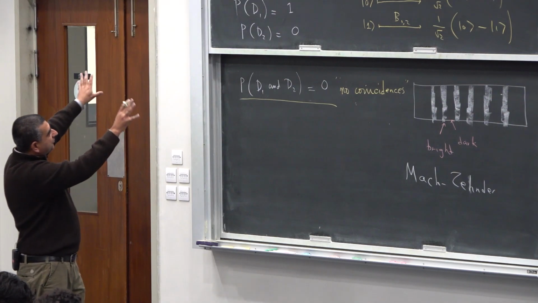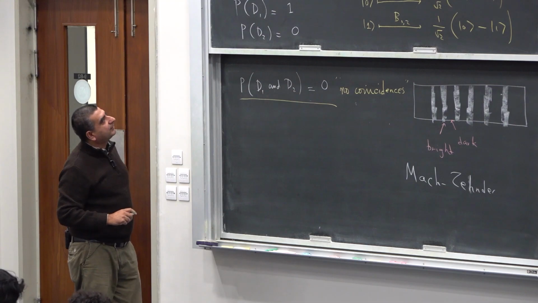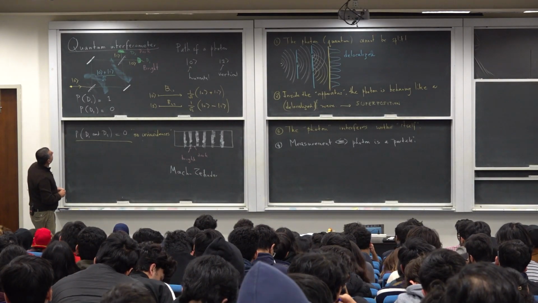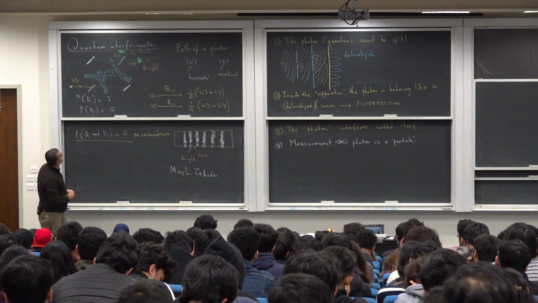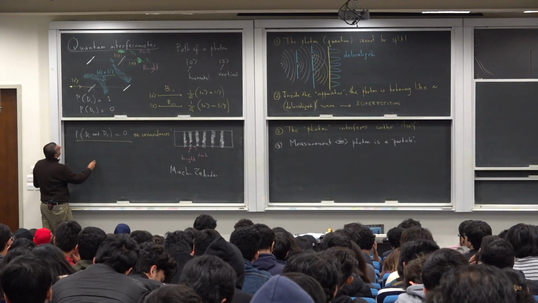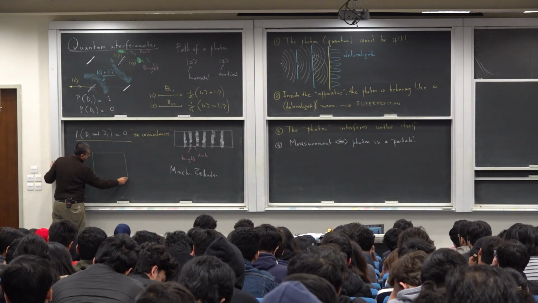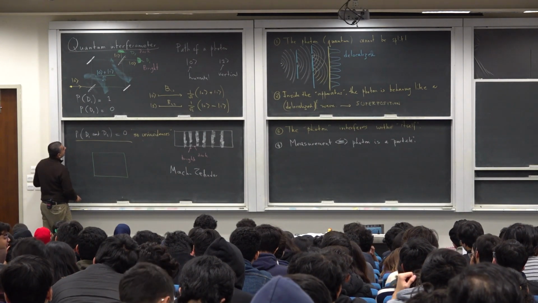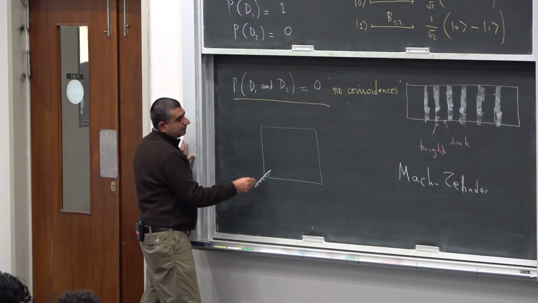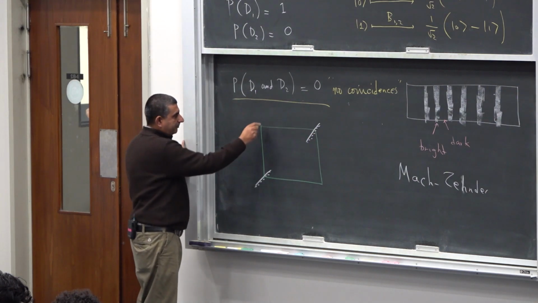So let's do a twist to this experiment. The twist now is, suppose we do the following. Let's redraw this Mach-Zehnder interferometer. A beam splitter, perfect mirror.